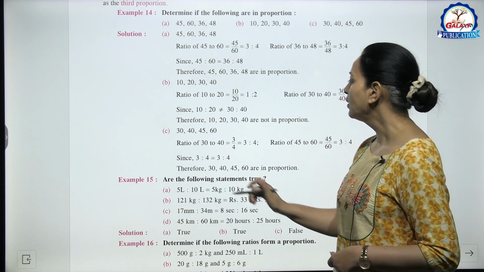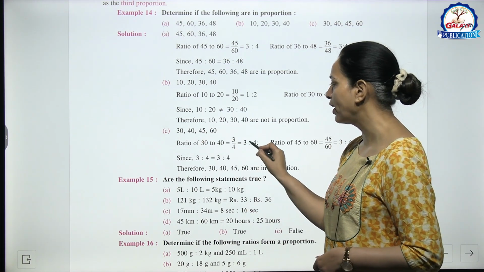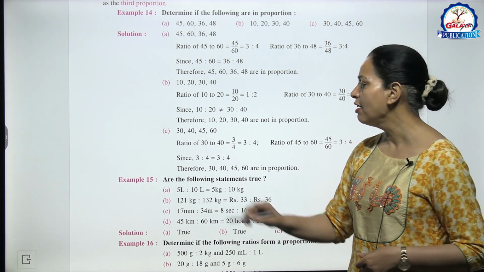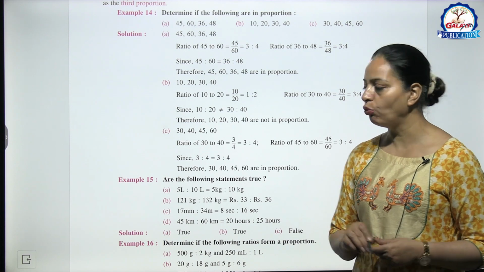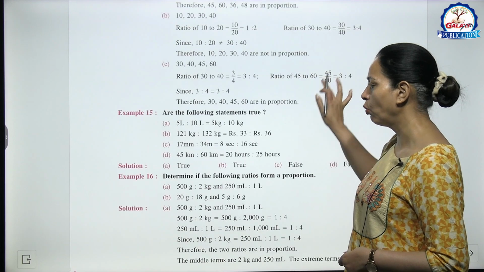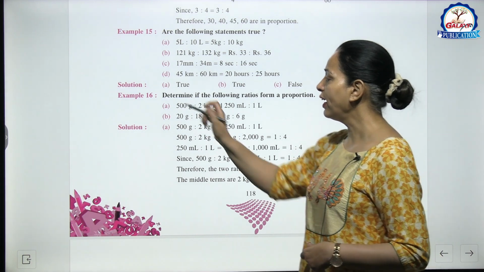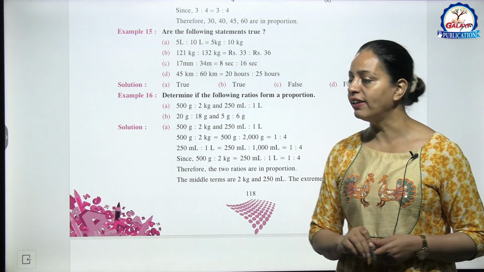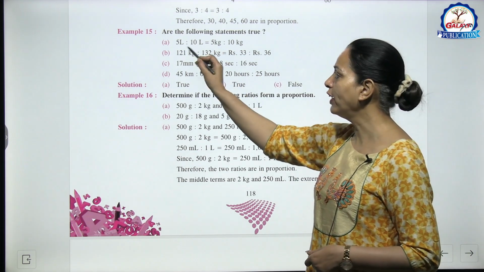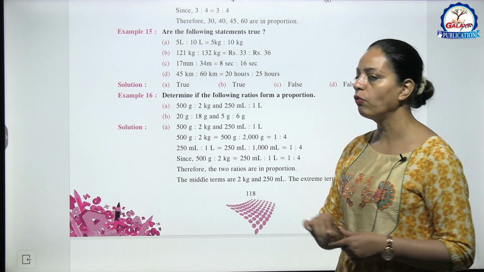Now C part 30, 40, 45 and 60. So ratio of first two, that is 3:4. Then ratio of last two, 45:60, we cut by 15, 3:4. Same, it means they are in proportion. Okay, now example 15. Are the following statements true? A part 5 liter is to 10 liter equals 5 kg is to 10 kg. So we find the ratio. First 2, 5:10, 1:2, and 5:10, 1:2.